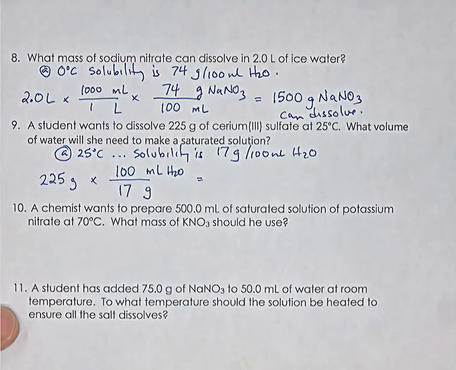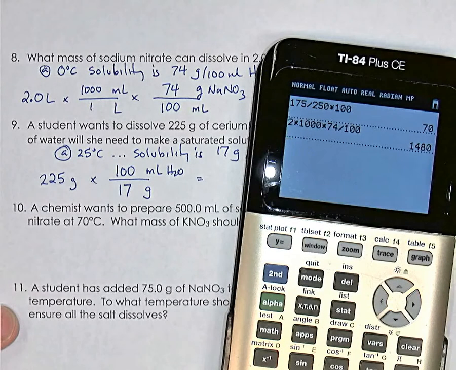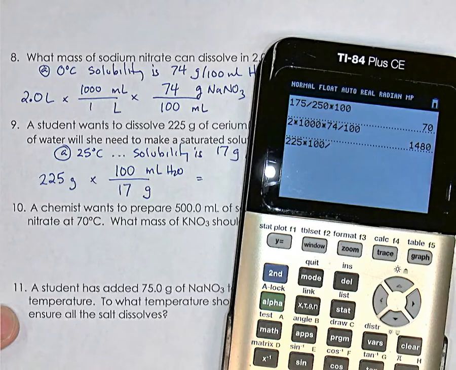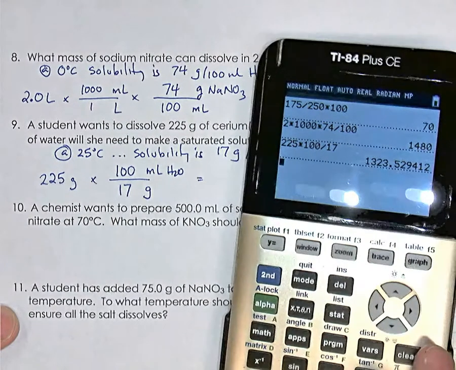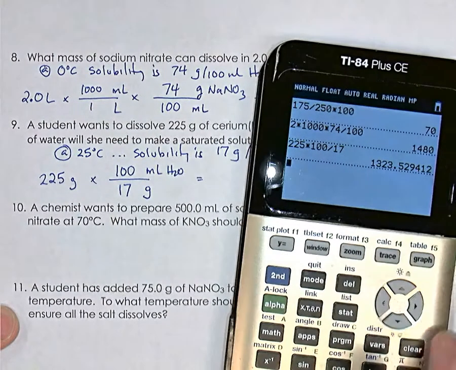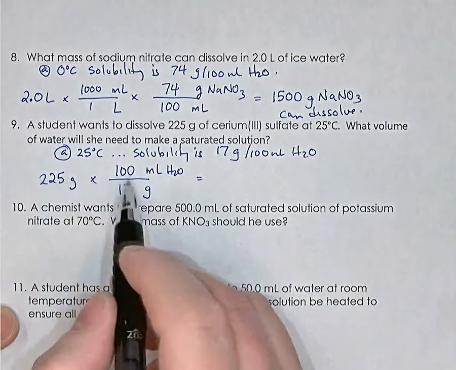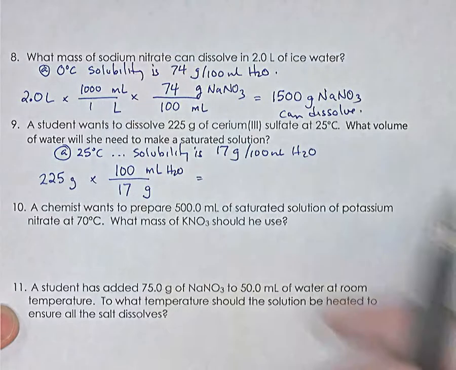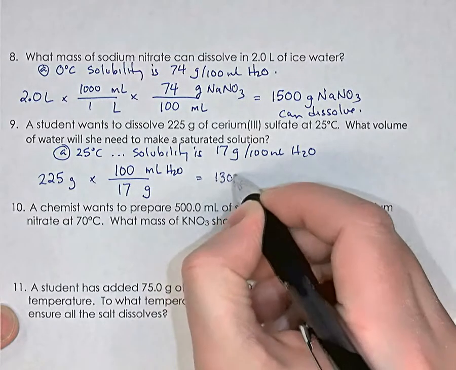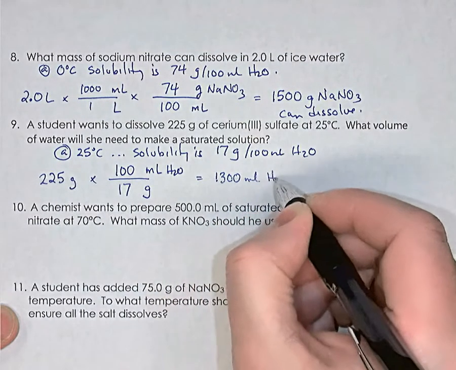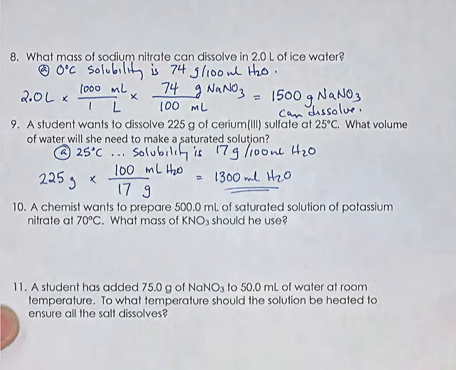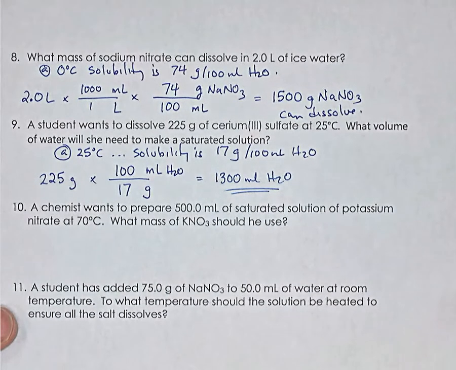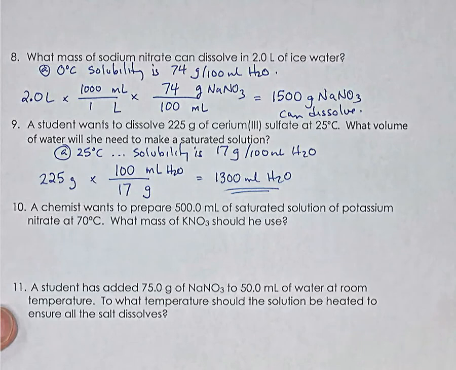So now 225 times 100 divided by 17, she needs 1,323, but we can only keep 2 significant digits, so we'll say 1,300 milliliters of water. She needs about 1.3 liters of water to dissolve that salt.